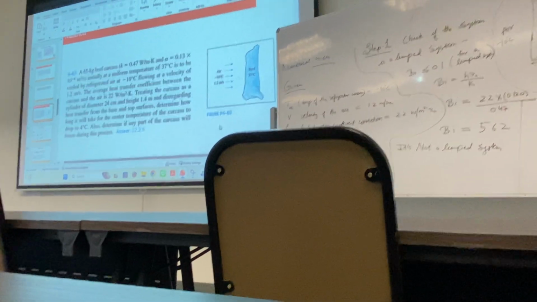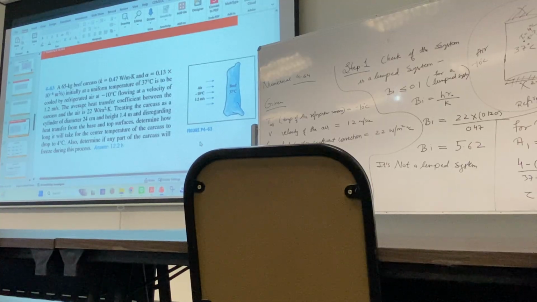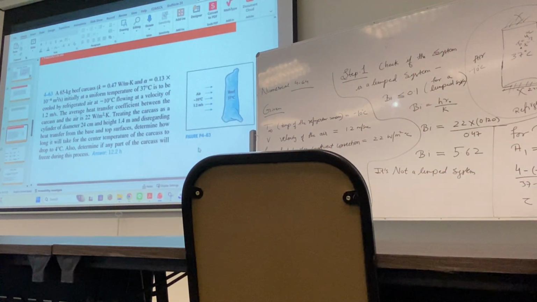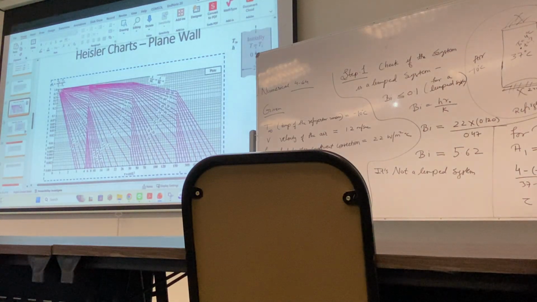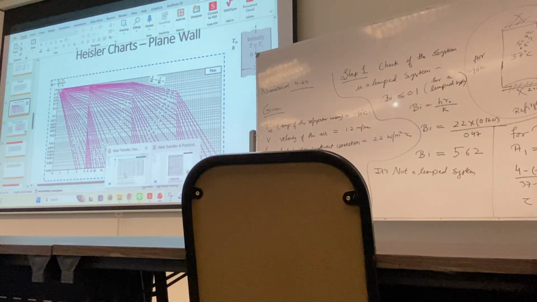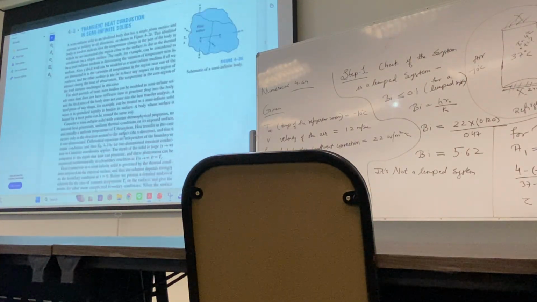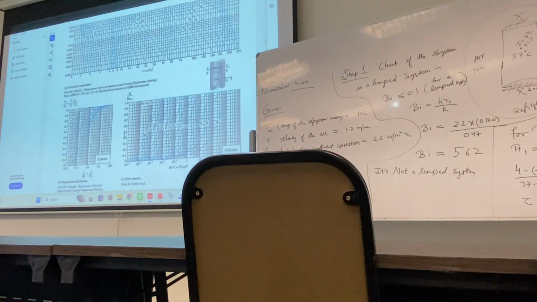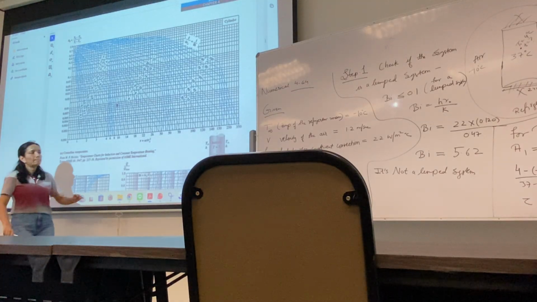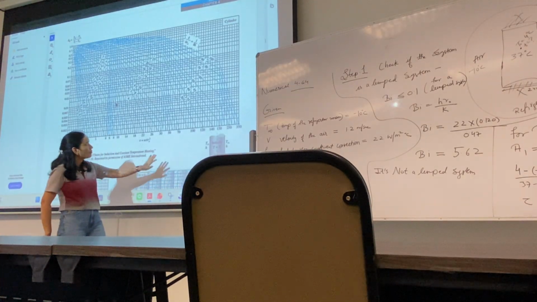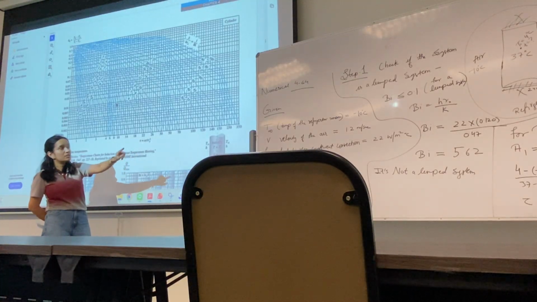If you remember from our last class, I told you the exact solution, and then you can also check the answers from the Heisler chart. So maybe we can try. This chart is for a cylinder, right? We are trying to find this in this question.